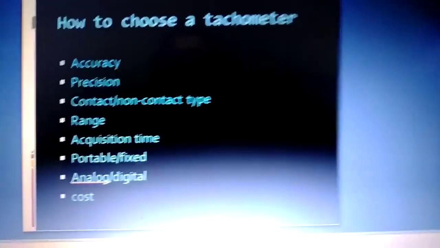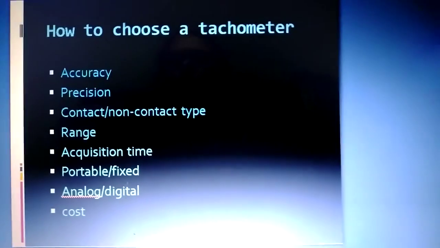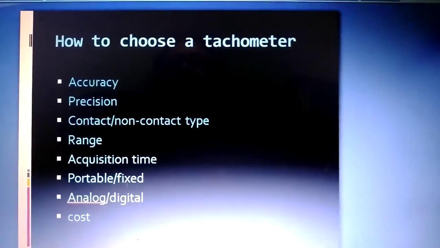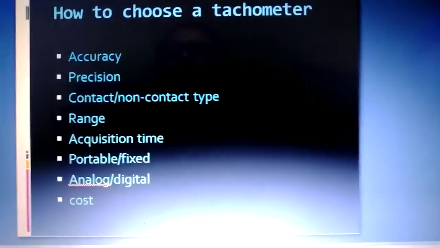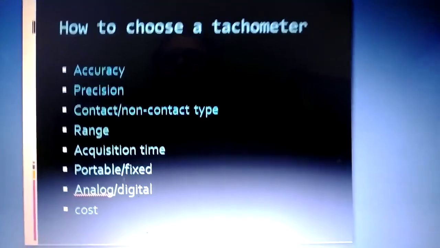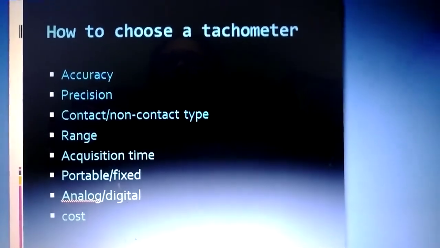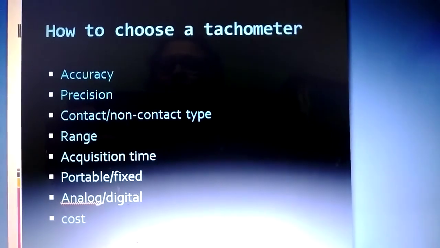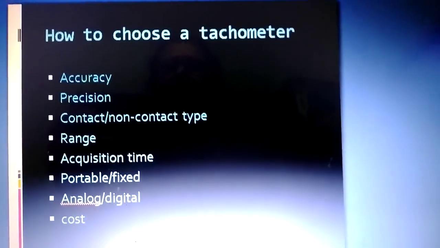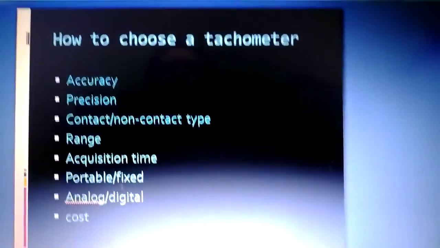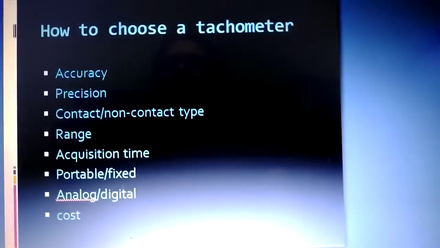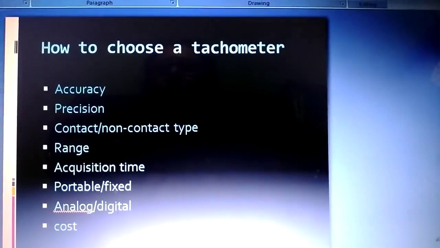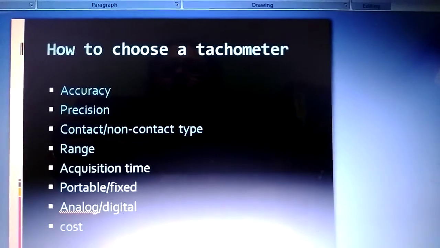How to choose a tachometer? We have to choose using these parameters, and for different applications we use different parameters. The main important parameters for any tachometer are accuracy, precision, contact or non-contact type, range, acquisition time, portable or fixed, analog or digital, and the cost of the tachometer. Depending on the application, you choose among these parameters, and to measure the speed of rotational objects we use different types of tachometers.